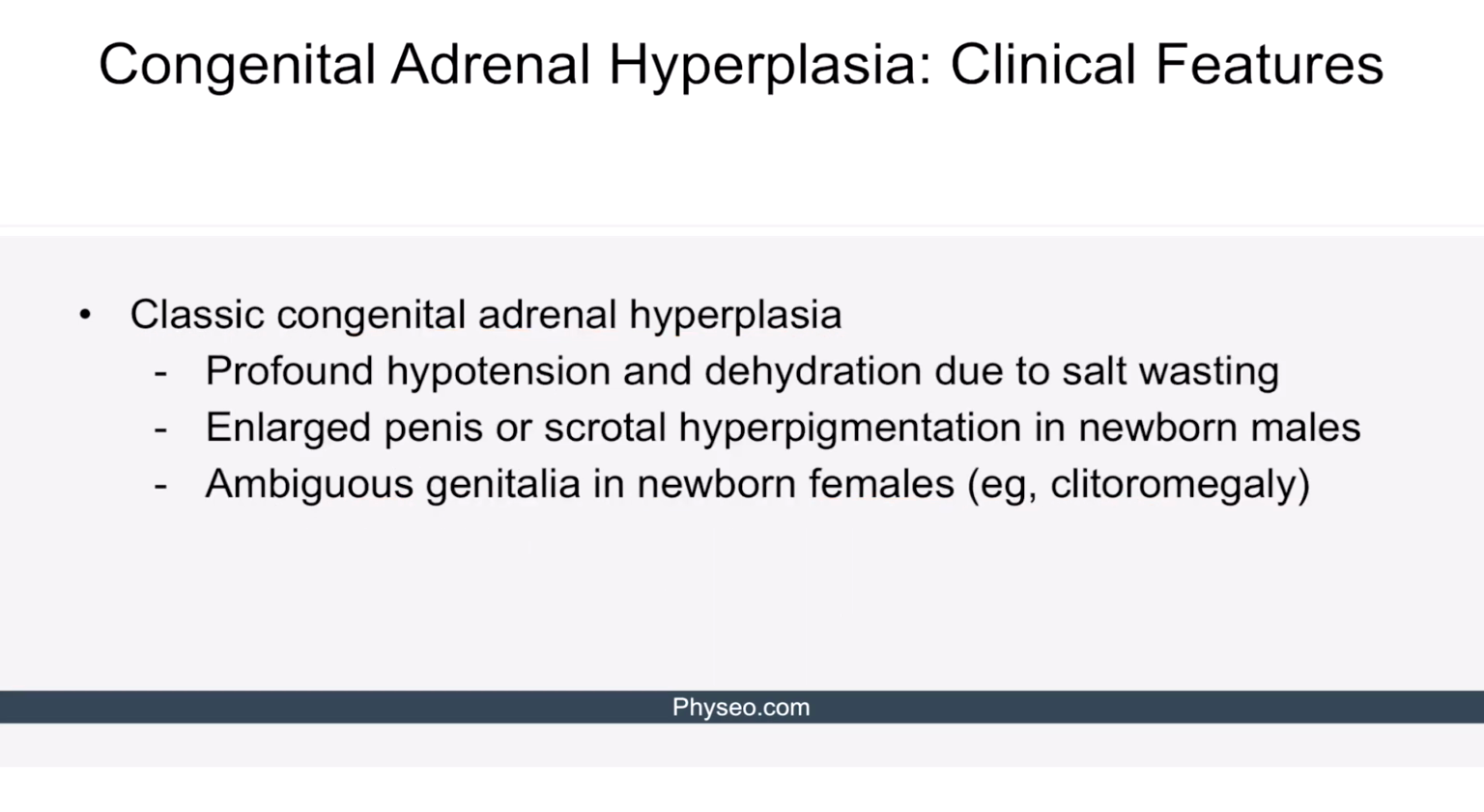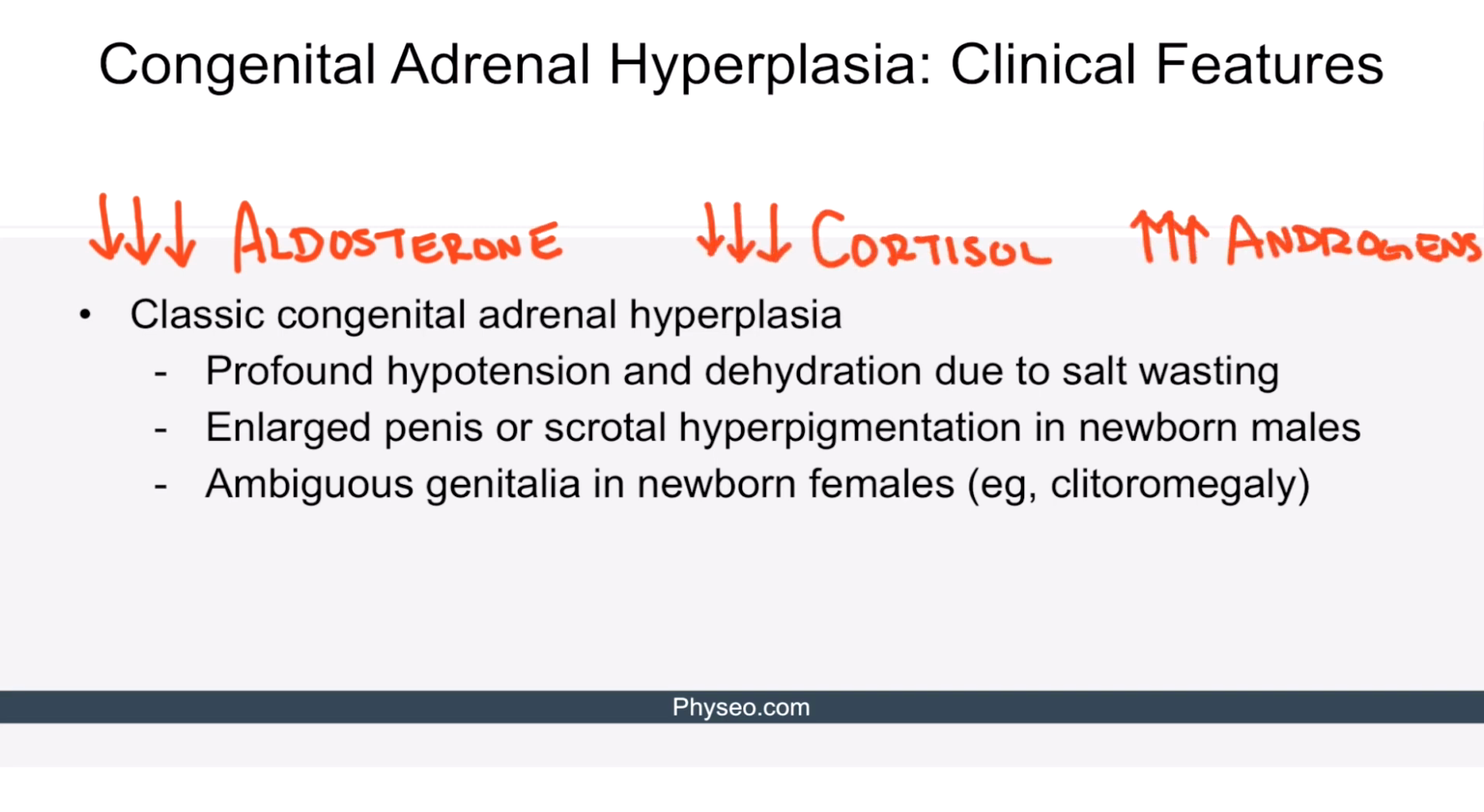The clinical features of congenital adrenal hyperplasia are best understood in the context of the hormonal changes seen in these patients. Patients with classic congenital adrenal hyperplasia have a complete deficiency of 21-hydroxylase, which means they cannot produce aldosterone or cortisol and produce an excessive amount of androgens. The near absence of aldosterone and cortisol leads to profound hypotension and dehydration, largely due to salt wasting. The excessive amount of androgens, on the other hand, leads to an enlarged penis or scrotal hyperpigmentation in newborn males and ambiguous genitalia in newborn females, for example, clitoromegaly.